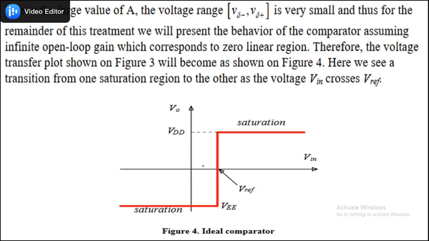Now we are discussing the case when we assume our op-amp has infinite gain, meaning A is equal to infinity. When A is infinite, A multiplied by V delta plus or V delta minus will be infinite only. In that case, the linear region which we found earlier will disappear and it will be converted like this. This region is for when we consider an op-amp having infinite gain.